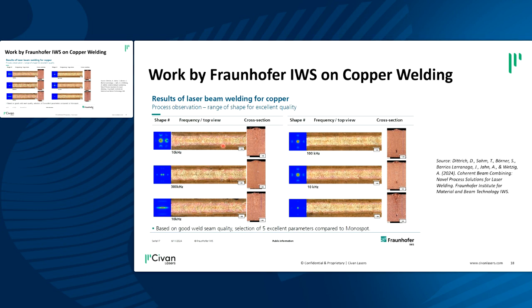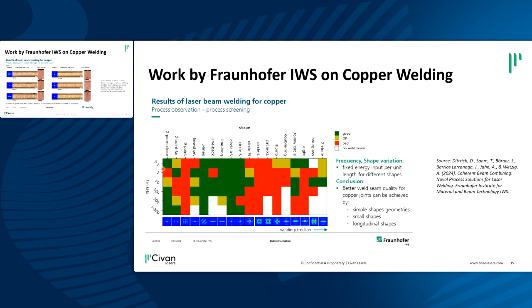They did a top view of the weld, and also a cross section to see the quality of the weld. And then they generated this map where they defined the quality of the weld in these 4 different colors, and then, taking all of the different beam shapes that they tested in the different frequencies, they generated this map.